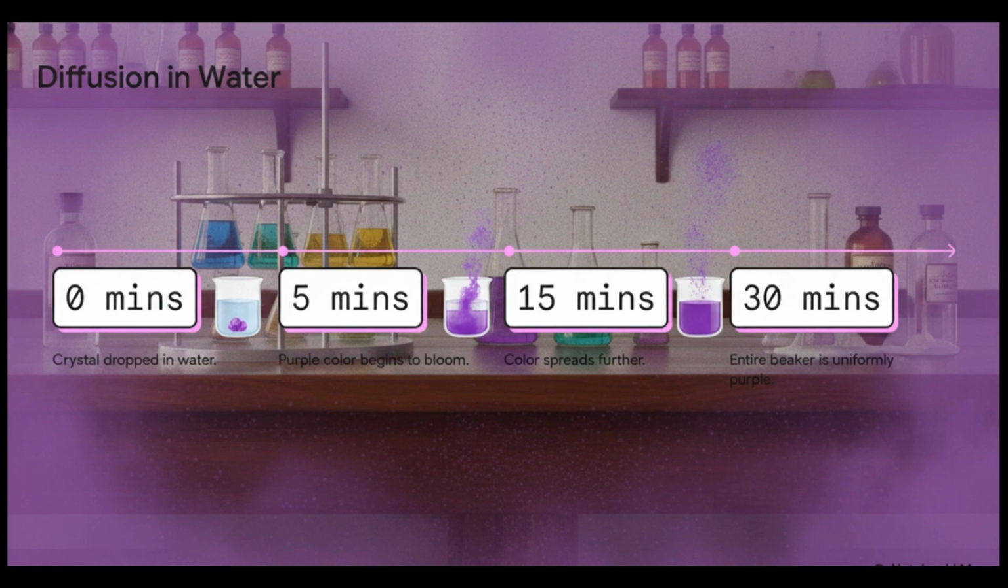And the absolutely crucial detail to remember here, there was zero stirring. Literally no one touched the beaker. This timeline is the ultimate, undeniable proof that particles are constantly moving all on their own, driven by kinetic energy, moving from that highly concentrated crystal out into the lower concentration of the clear water.